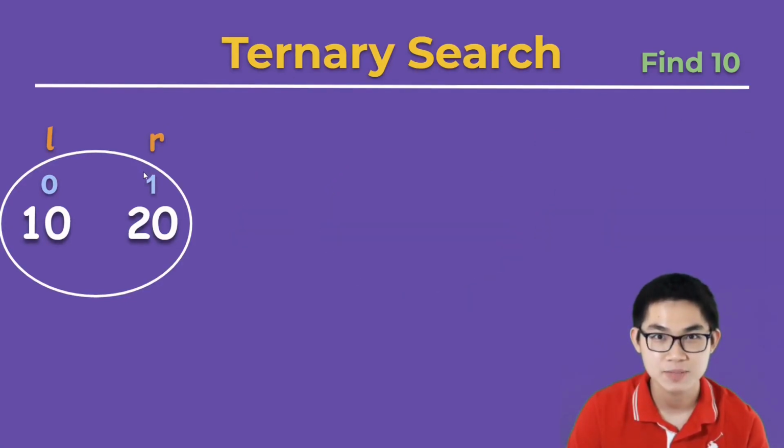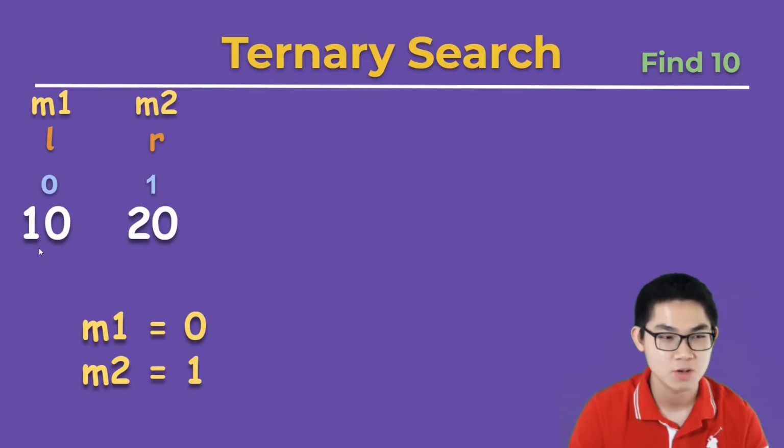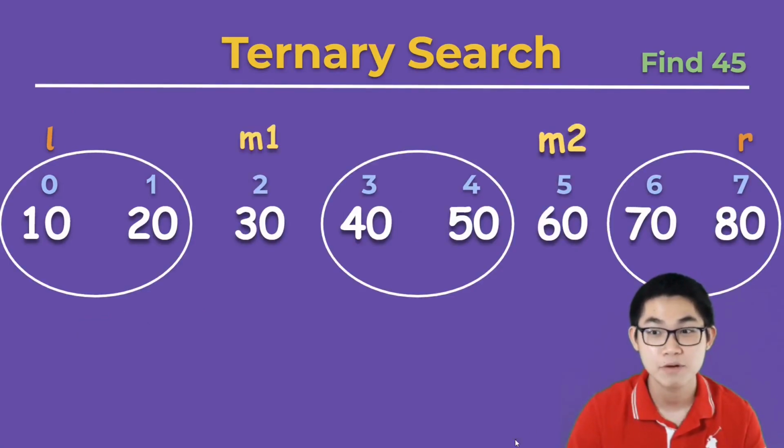And then we repeat this process. We find M1 and M2, which are at 0 and 1. Here we found 10 at M1. So since we found 10, we can return true or return 0, which is the index of 10. Let's try to find number 45.